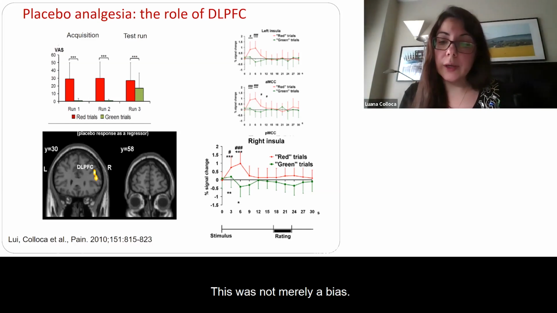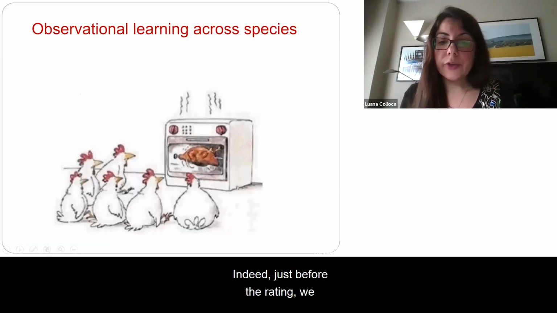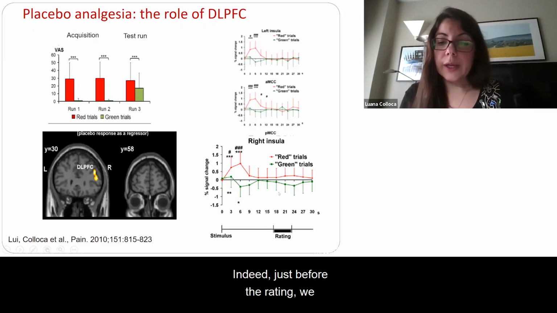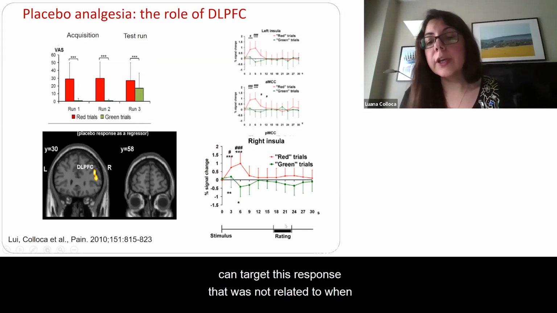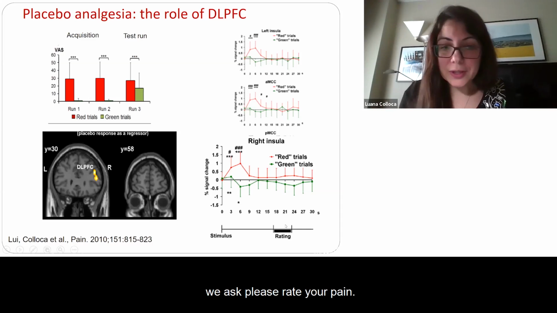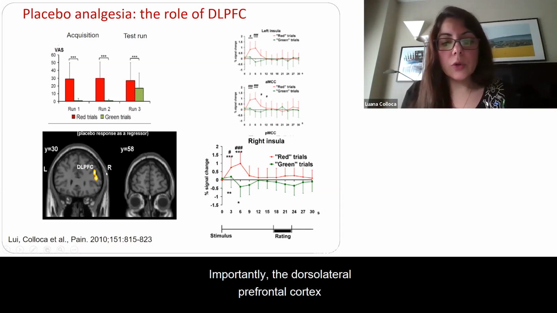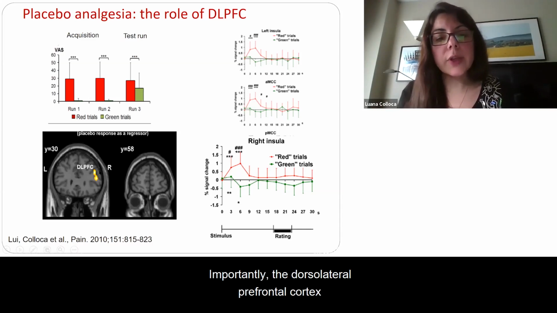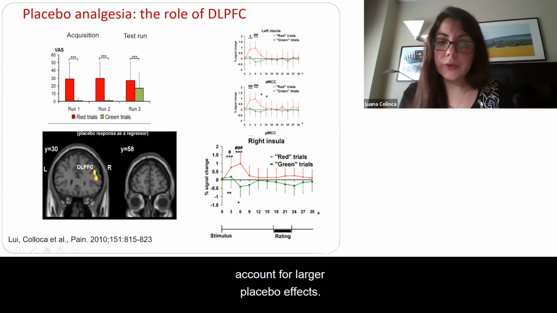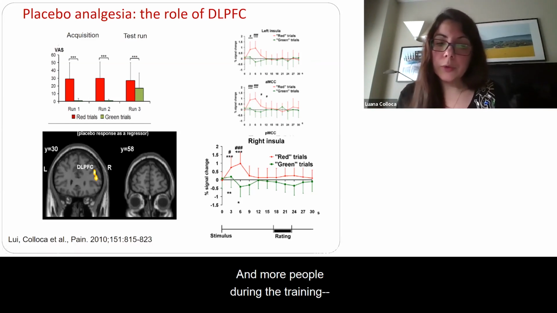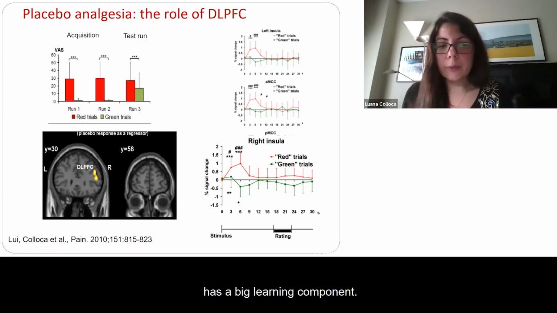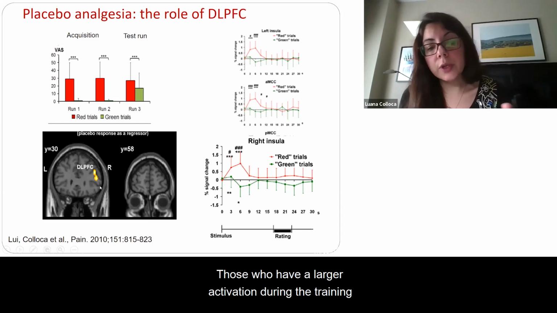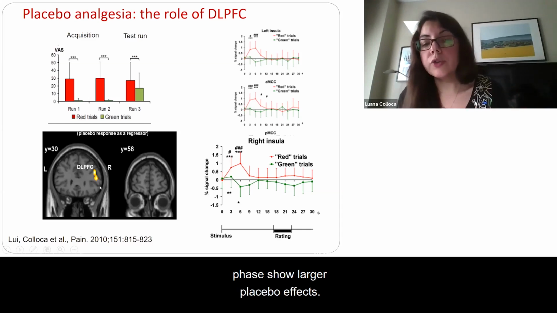This was not merely a bias. Indeed, just before the rating, we can target this response, which was not related to when we ask, please rate your pain. Importantly, the dorsolateral prefrontal cortex accounts for larger placebo effects. And that is why I stress that placebo has a big learning component: those who have larger activation during the training phase show larger placebo effects.